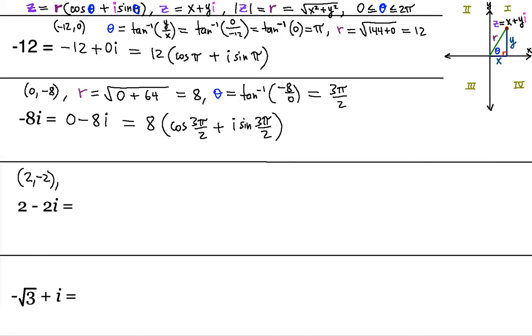Okay? The modulus r is going to be the square root of the sum of the squares of the components.